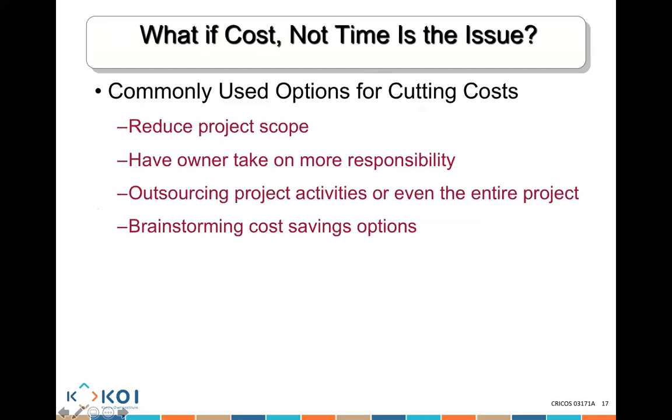Now, what if cost, not time, is your issue? If you have a problem with costing and you don't care about time, then you can reduce the project scope. We are going to be doing less work for you for that cost. Or we can have an owner doing more work by himself, or we can outsource some of this work. Or we could sit down as a group and say, all right, we've been doing this job for a very long time. We have a lot of experience in that field. Let's consider what can be done to reduce the overall duration of all of these various activities.